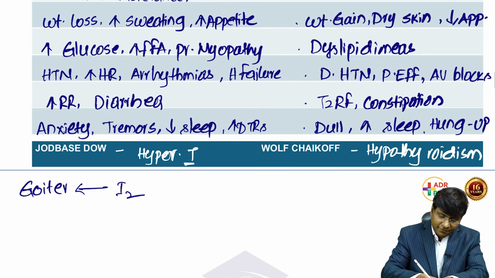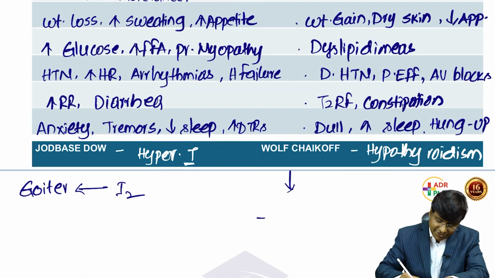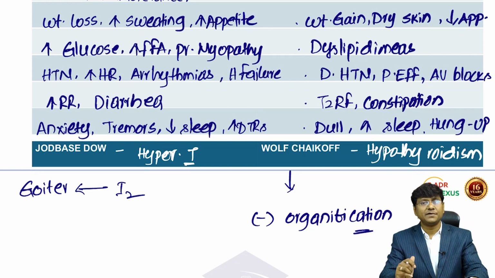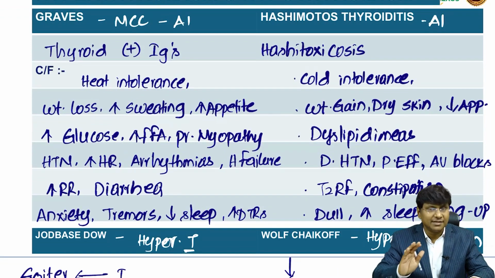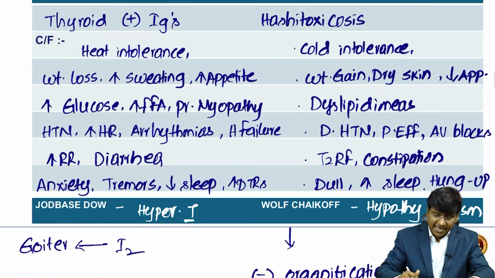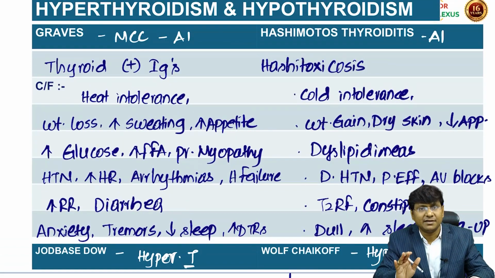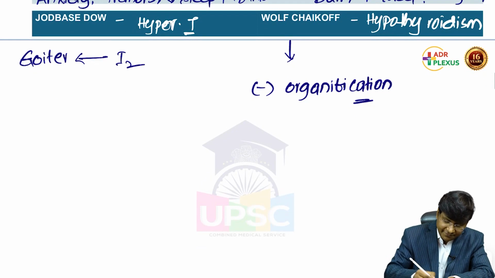This Wolff-Chaikoff effect is due to transient inhibition of the organification. So that is about Hashimoto's thyroiditis and Graves' disease. Now, after having discussed the differences between hypo and hyper, one important difference is the skin, okay?